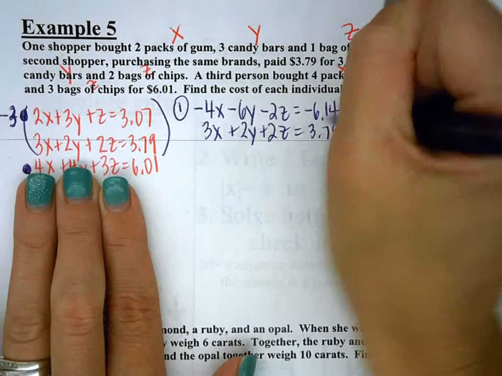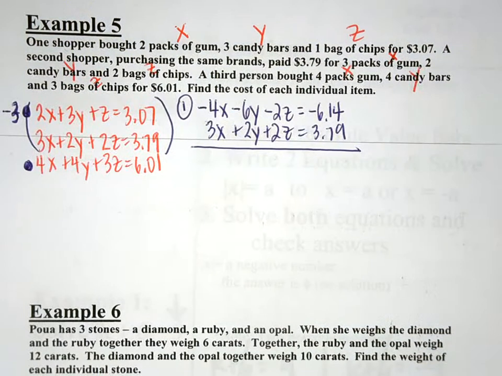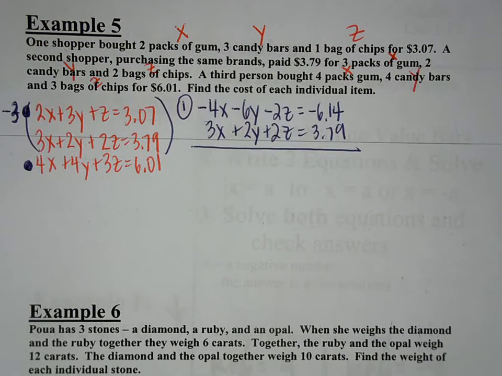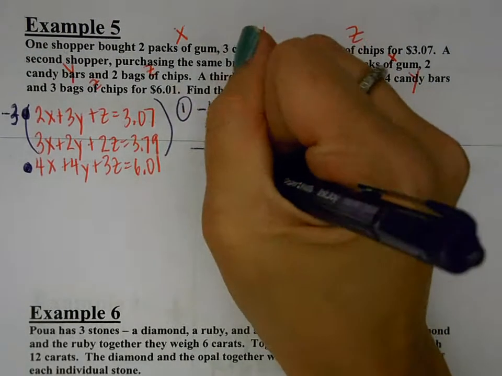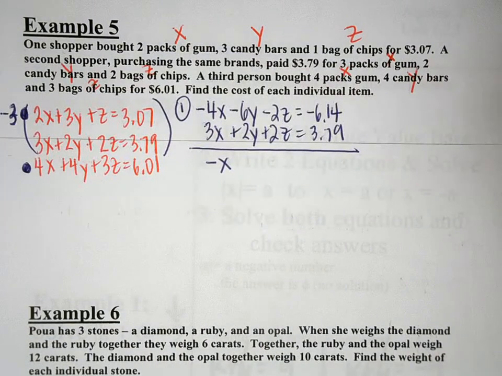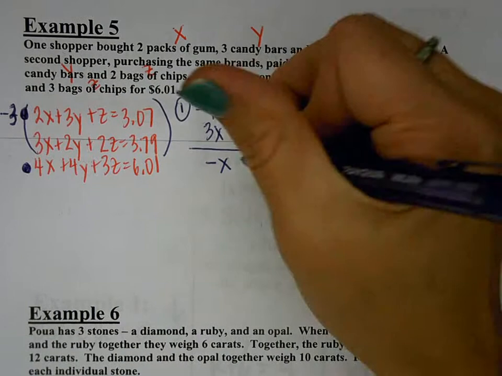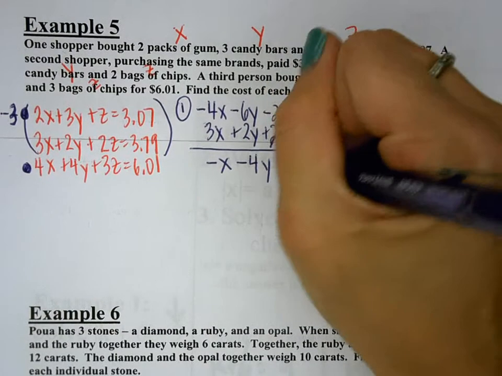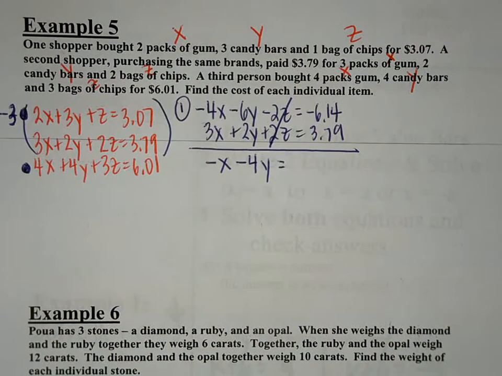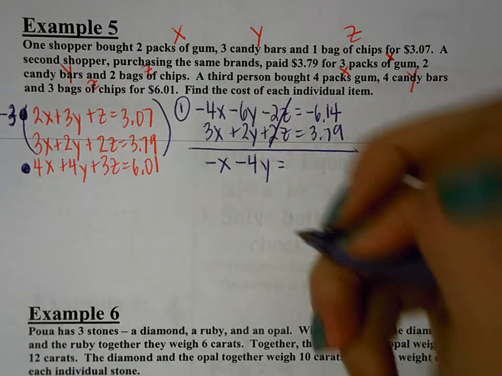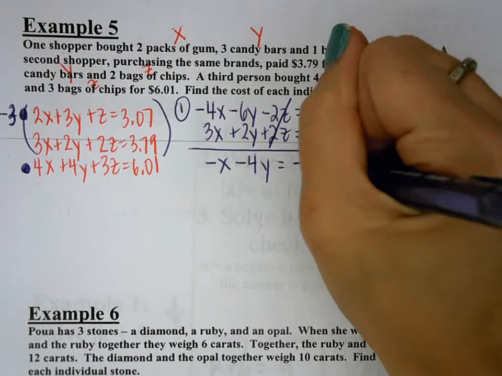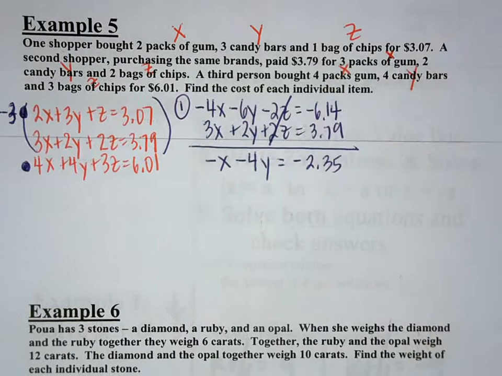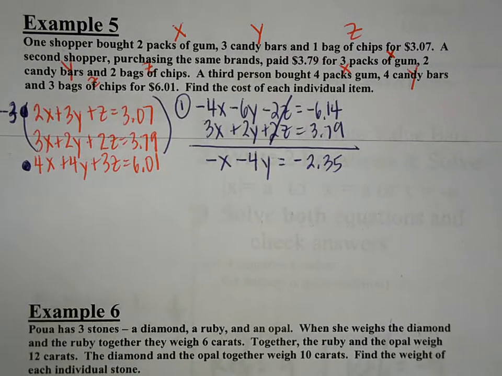Okay, so we add down. -4x and 3x makes -x. -6y and a +2y makes -4y. The z's cancel, which was the purpose. And -614 and 379 ends up making, correct, -2.35 is correct. Okay, are we all okay there? Sorry for any confusion. Are we good?